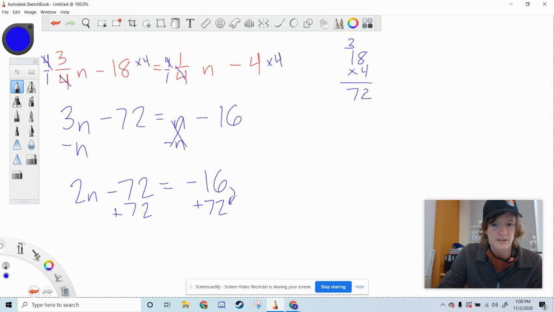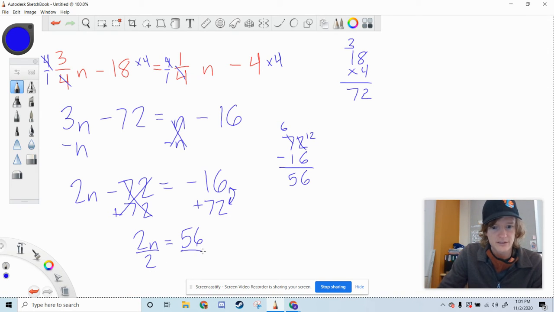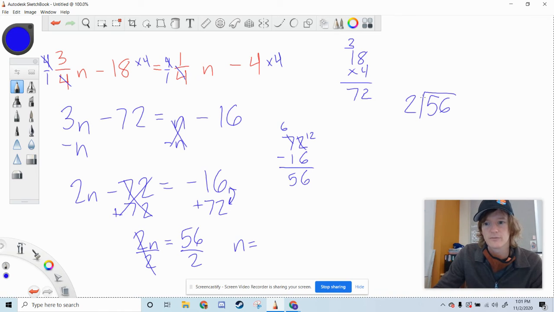So this, I'm going to think like commutative property. I'm going to do 72 minus 16. This will have to regroup to a 12. From that 7 turns into a 6. So I get 56. 72 is canceled. 2n equals 56. Final step, divide by 2, divide by 2. N equals, let's do 56 divided by 2.